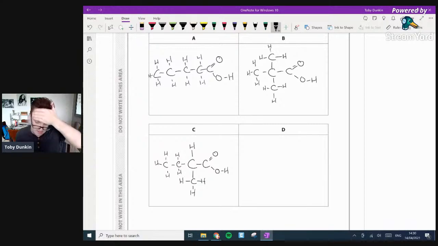It's all a game. So that's the central carbon. Then the next one doesn't. Okay, that's a bit more tricky, that.